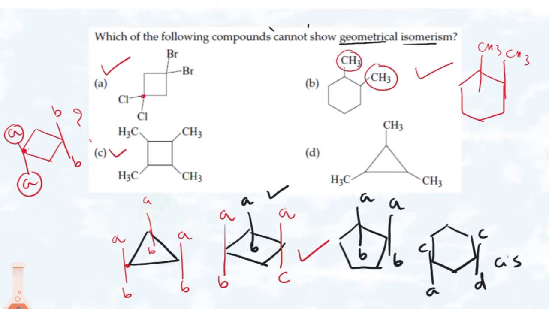It doesn't matter. So it will exhibit geometrical isomerism. Similarly, this is exactly like how I have shown here. So this also exhibits geometrical isomerism. The molecule which cannot exhibit it is as shown in option A.